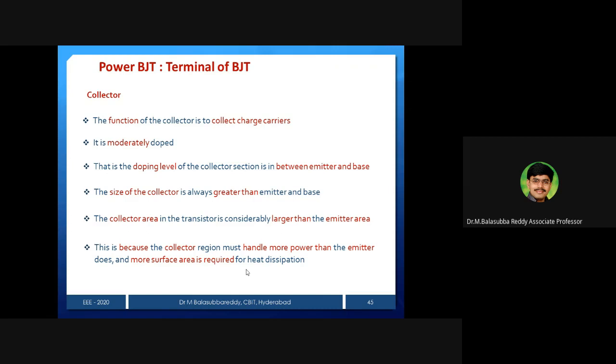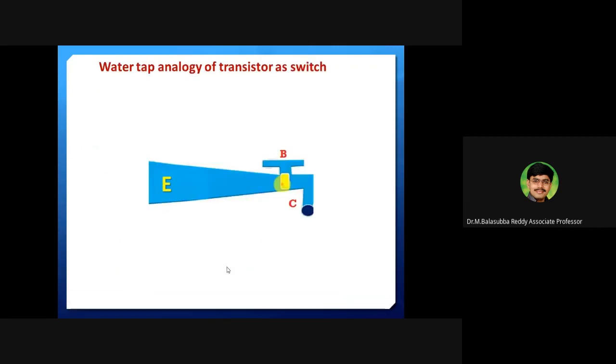So if the surface area is small, this is also one problem: the heat dissipation has to be uniform. Otherwise, a hot spot will be created and the temperature will rise at that particular instant. The device is going to be damaged. That's why more surface area is required for heat dissipation purposes.